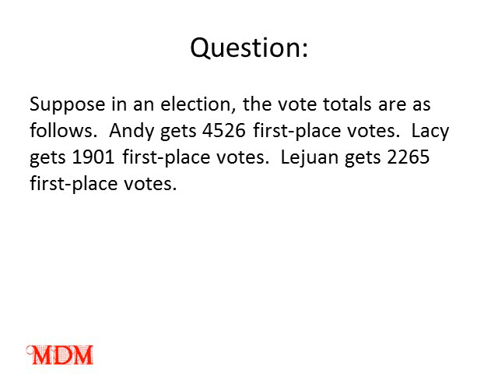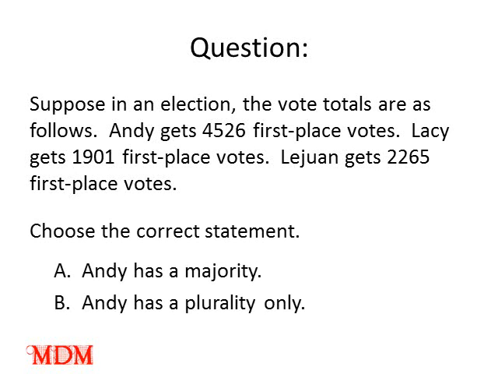Let's check your understanding with this question. Suppose in an election the vote totals are as follows. Andy gets 4,526 first place votes. Lacey gets 1,901 first place votes. And LaJuan gets 2,265 first place votes. Choose the correct statement.